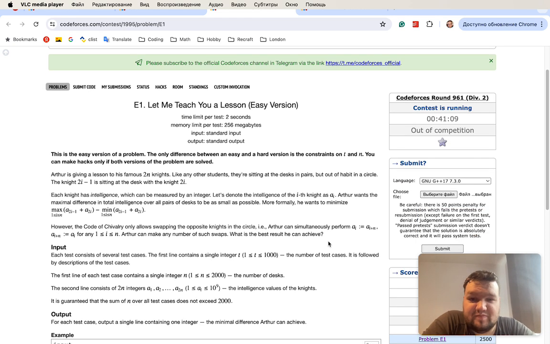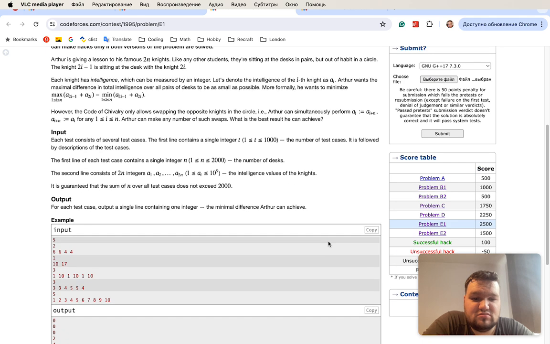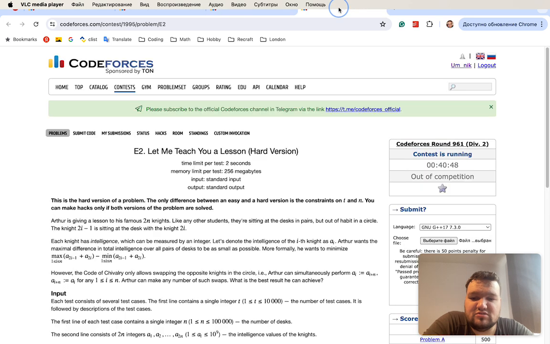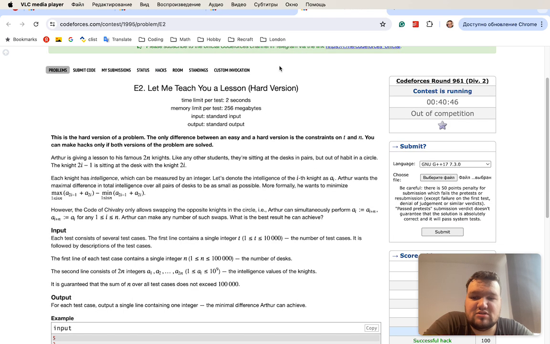Problem E with two subtasks again. This is the easy version, the only difference being the constraints on T and N. Here it's 2000, okay.